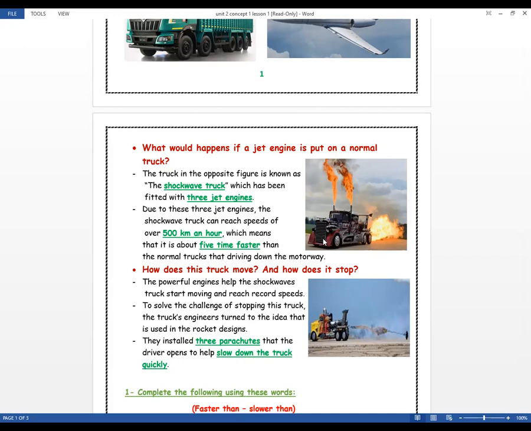After that, how does this truck move and how does it stop? The powerful engine helps the shockwave truck to start moving and reach record speeds. And it needs 3 parachutes to stop moving. They use 3 parachutes to slow down this shockwave truck and stop it quickly, because it will be so fast. So it needs parachutes to stop it quickly.